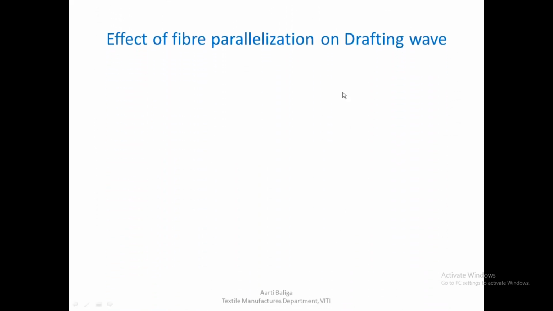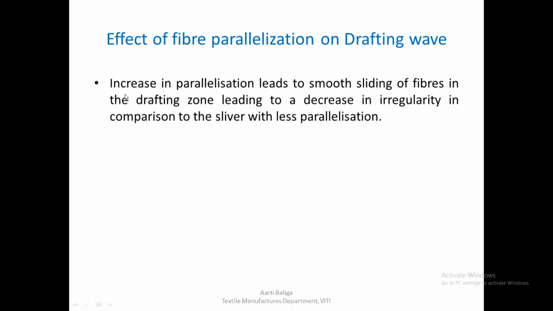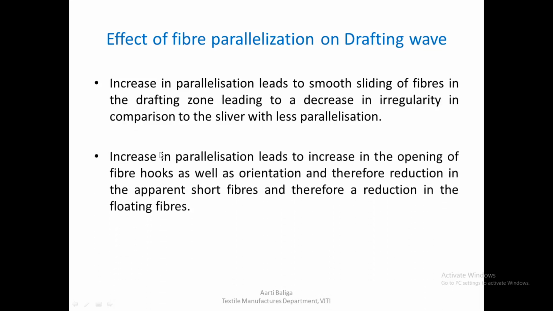So having seen these two effects, let us go to the fiber parallelization. What kind of effect does parallelization have on drafting wave? Increase in the parallelization, we know already, smoothly allows the fibers to slide past each other during drafting, and this leads to a decrease in the irregularity as compared to a sliver which would be less oriented or less parallel. It would be better to have a much more parallelized sliver so that you get reduced irregularity in the output sliver.